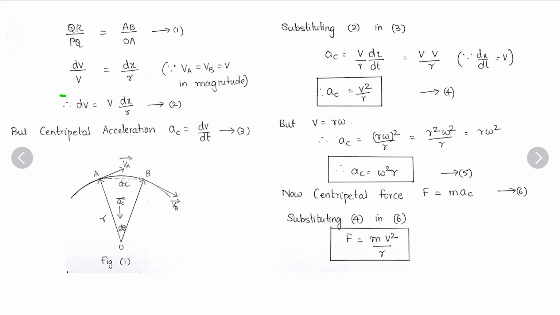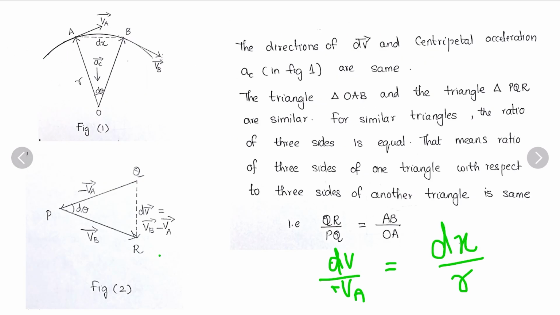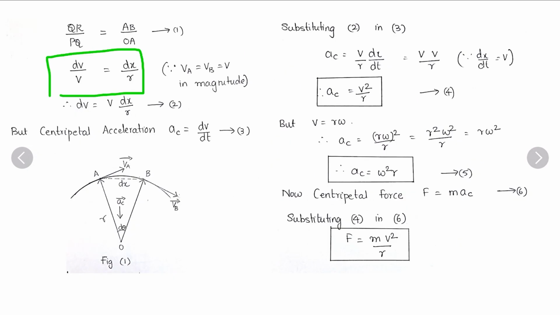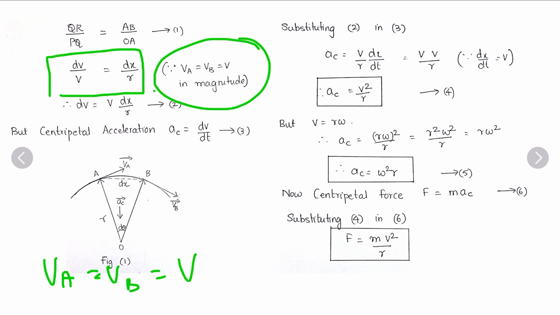Here we have taken the same thing: DV by VA is equal to DX by R. Because VA is equal to VB is equal to V in magnitude, we get DV by V is equal to DX by R. Then send V to the other side, and you will get DV is equal to V dx by R.